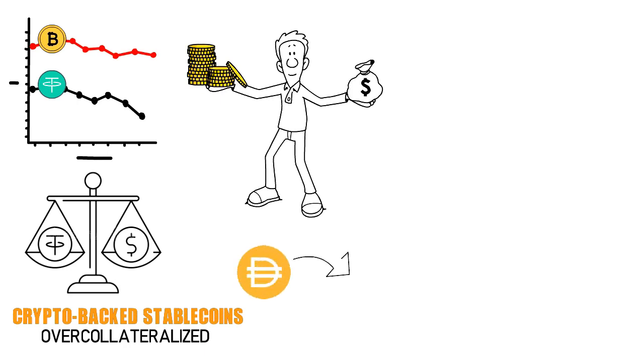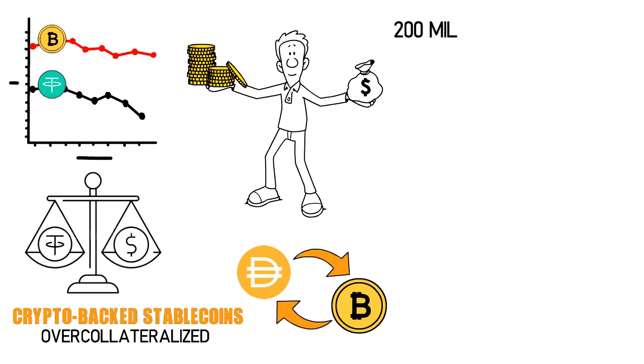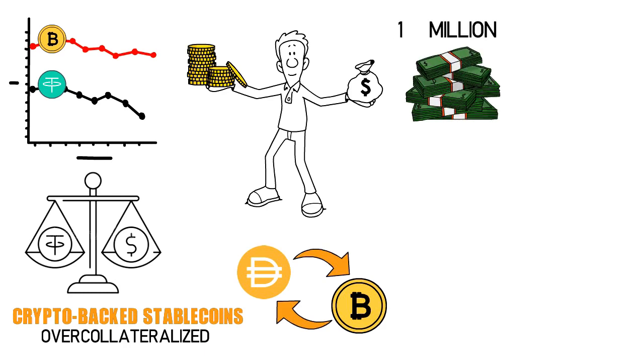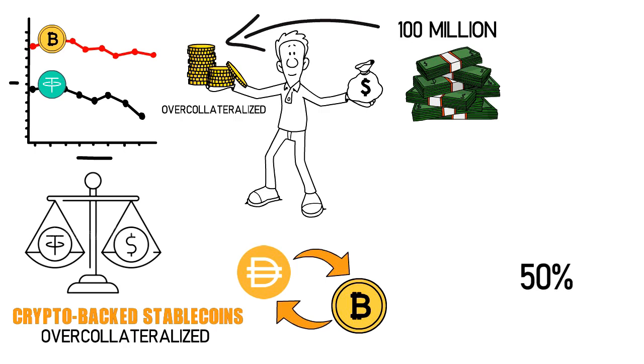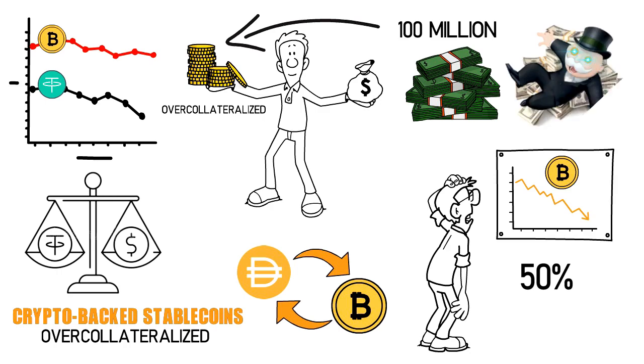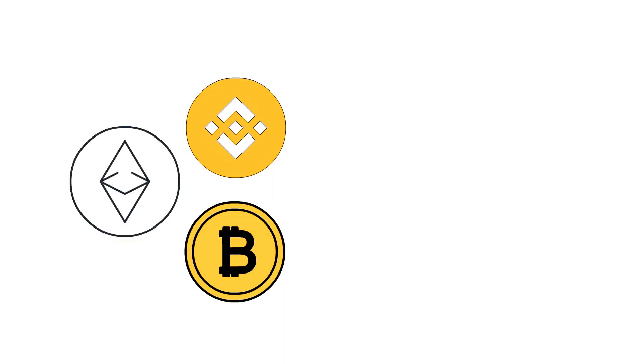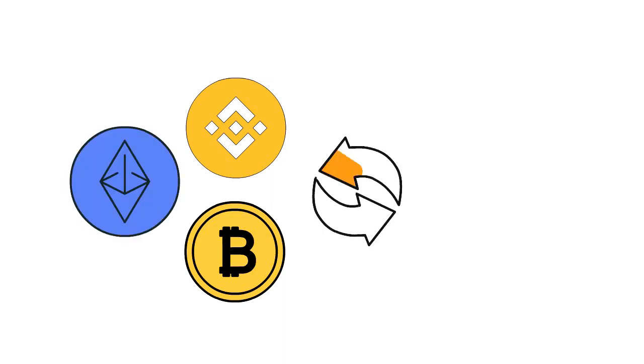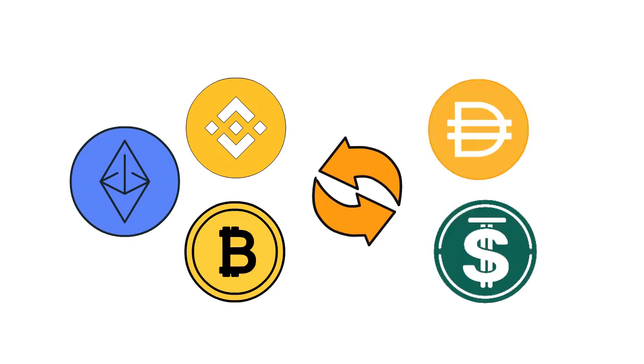For example, if a stablecoin is backed by Bitcoin, and the Bitcoin in their reserve is worth $200 million, but they only have $100 million worth of issued stablecoins, the stablecoin is over-collateralized and can withstand a 50% crash in Bitcoin's price and still have a sufficient reserve. It's important to consider what cryptocurrencies a stablecoin is backed by and evaluate whether it's likely to maintain its peg in worst-case scenarios. Some examples of crypto-backed stablecoins are DAI and USDD.